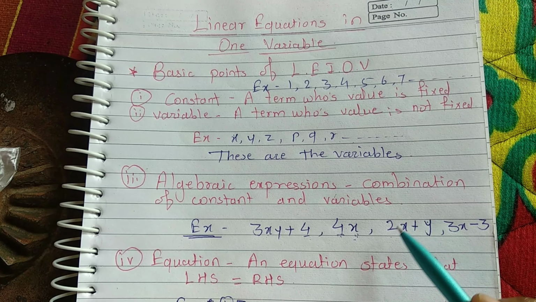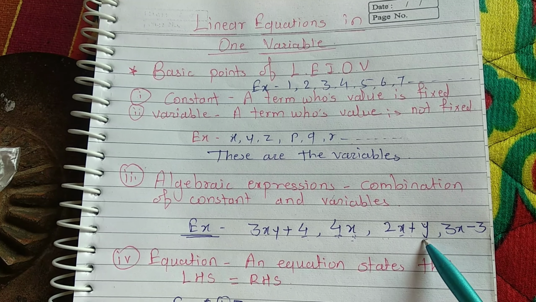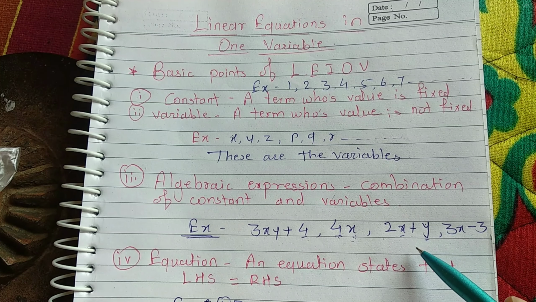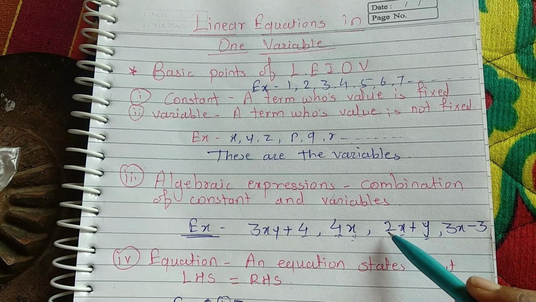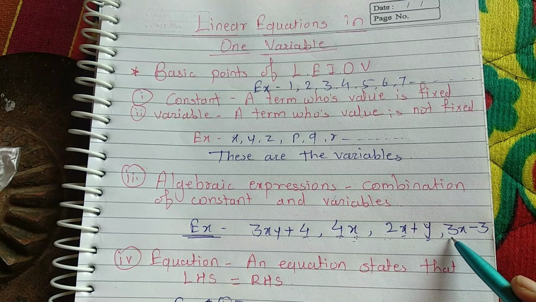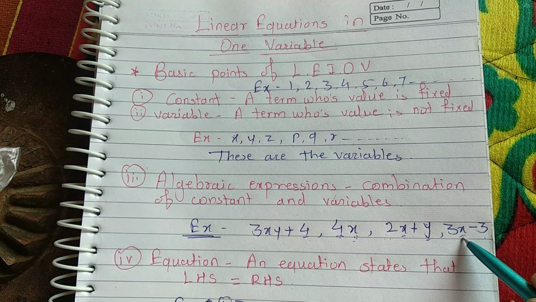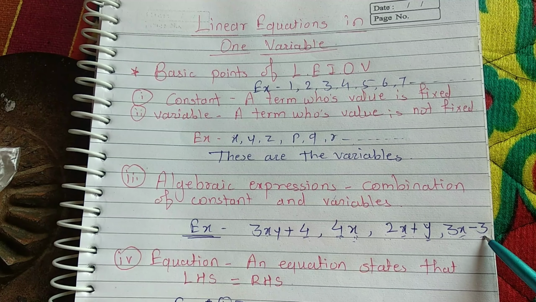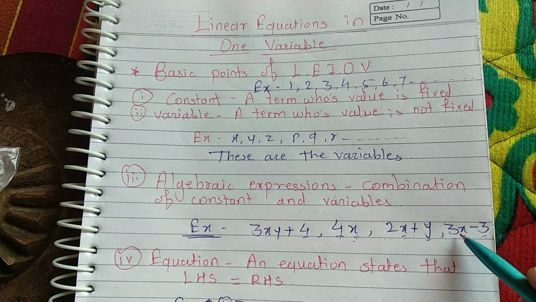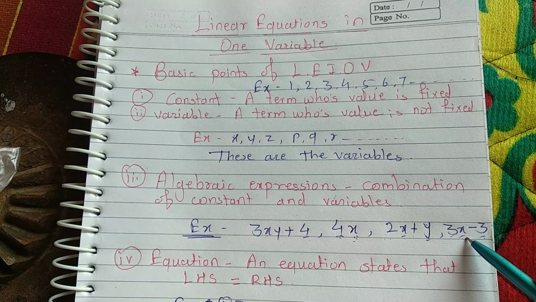Next example, 2x plus y. Here x and y are two variables and 2 is the coefficient of x. And 3x minus 3: here only one variable is present, 3 is a constant, and 3 is the coefficient of x.